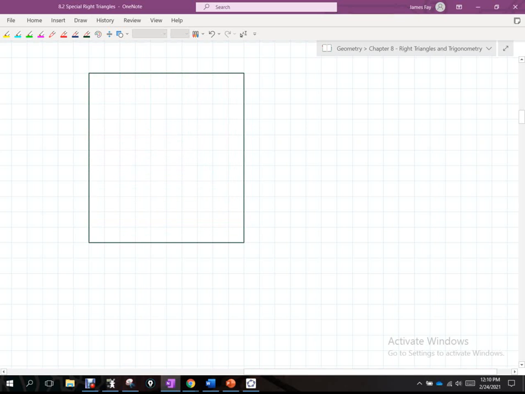What if I gave you a square? So this is going to be section 8.2. I don't know how much of the notes that I've written we'll use today.